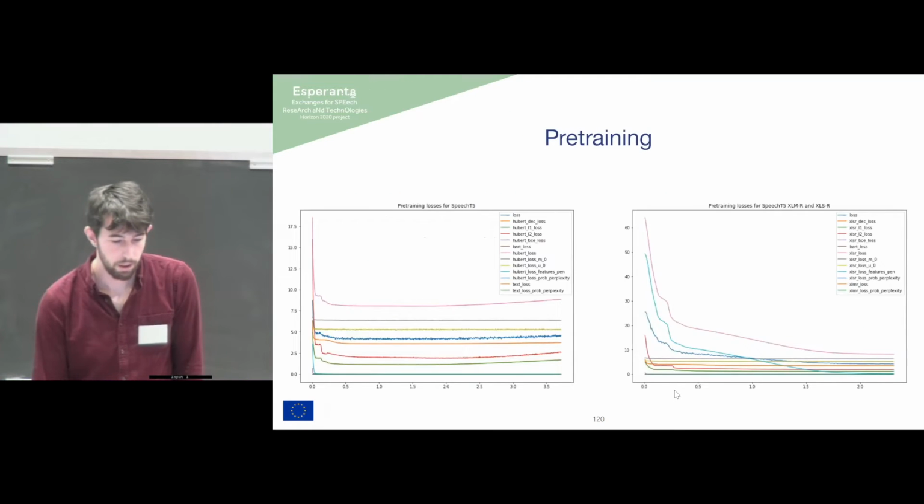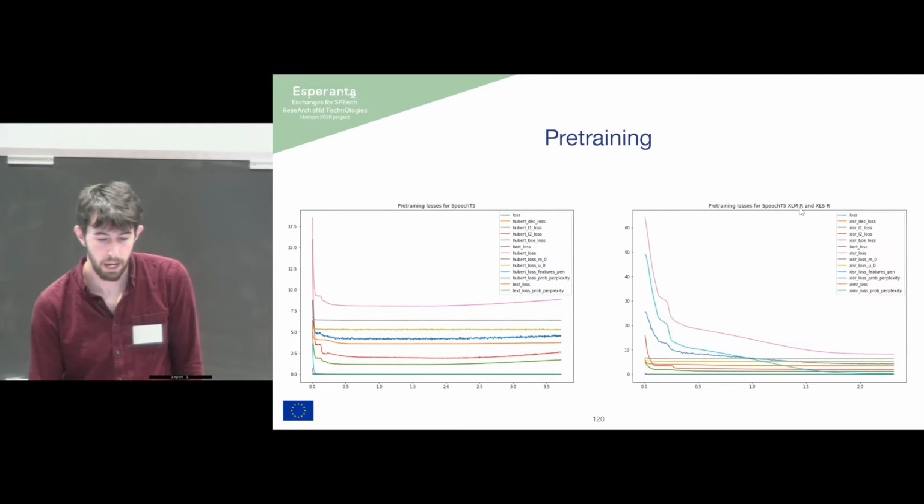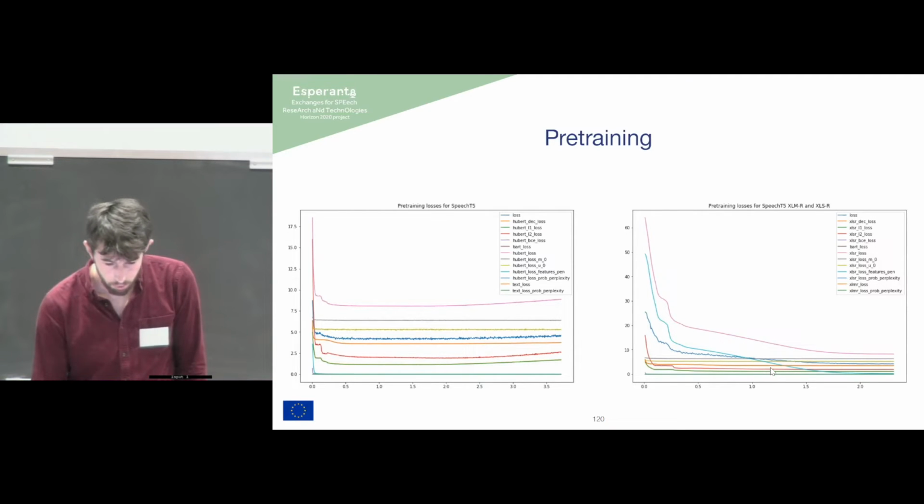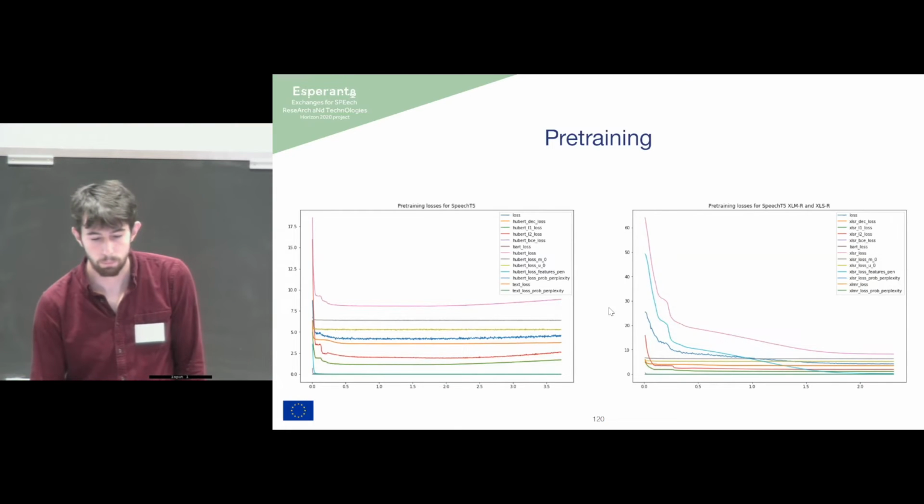You can see here this is base SpeechT5 and how it performs in pre-training. So we get some nice convergence as reported in the paper. When we add the multilingual feature extractors, XLM-R and XLS-R, we're getting convergence that's behaving fairly similarly to the base model.